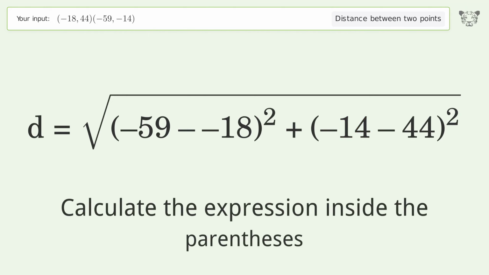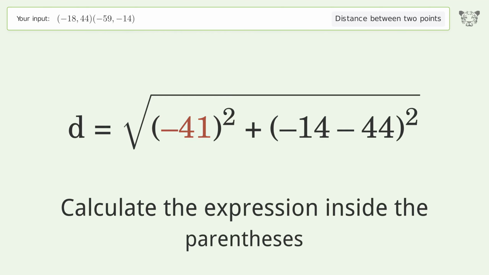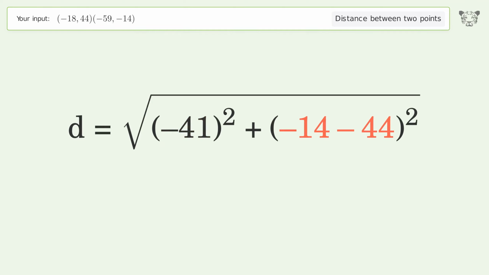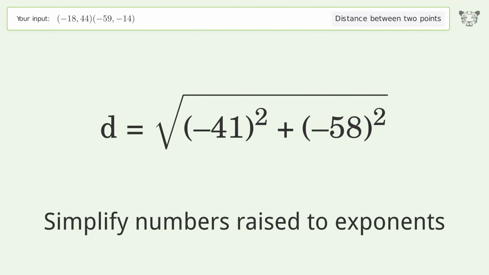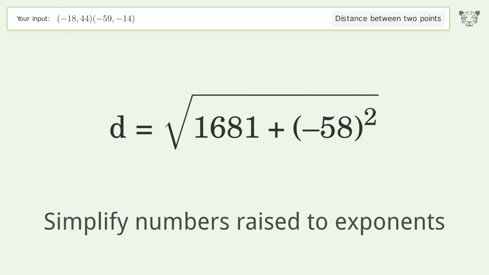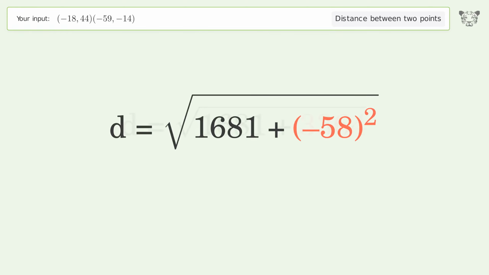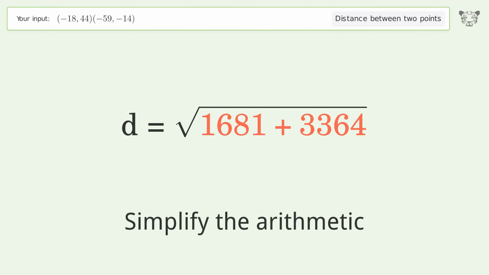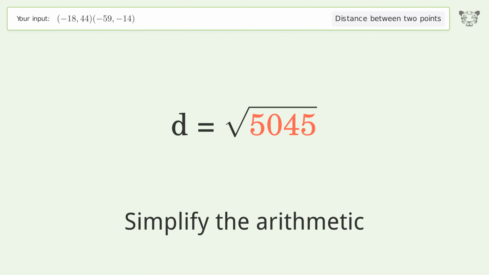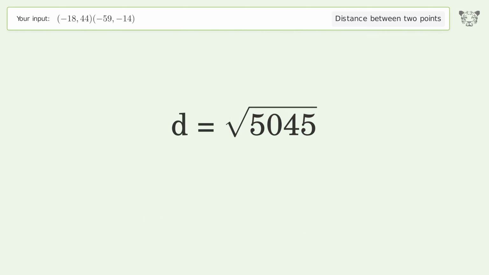Calculate the expression inside the parentheses. Simplify numbers raised to exponents. Simplify the arithmetic. And so the distance between the 2 points is the square root of 5045, or 71.028.